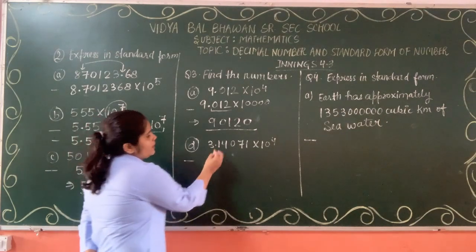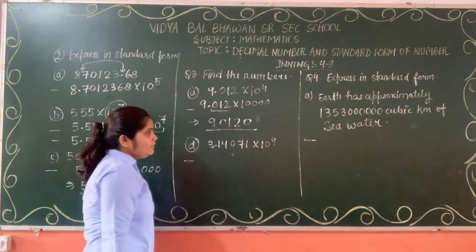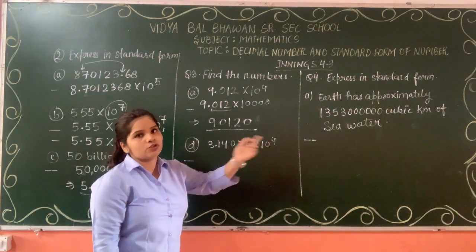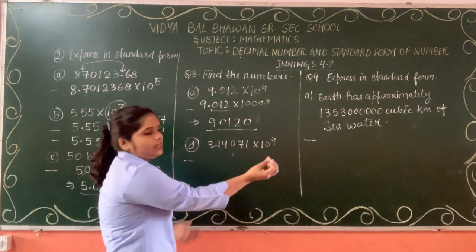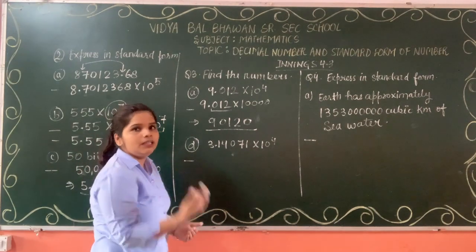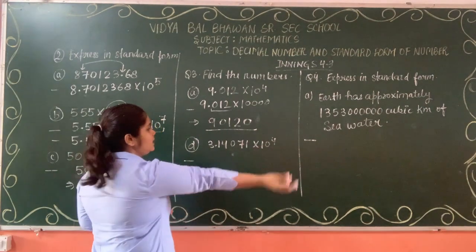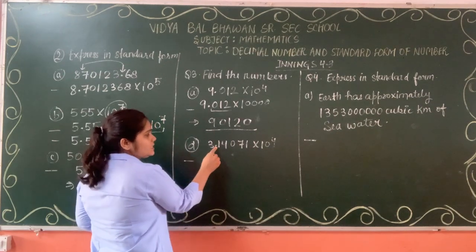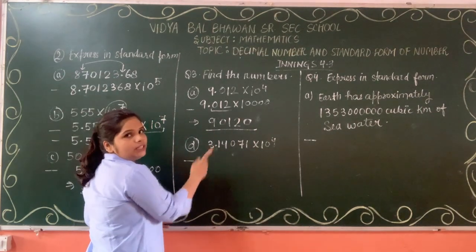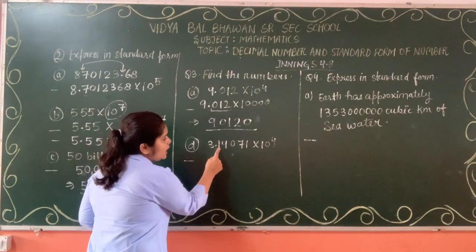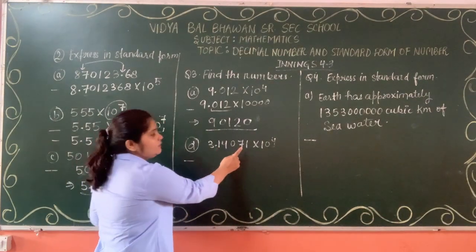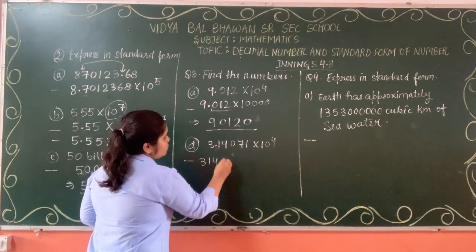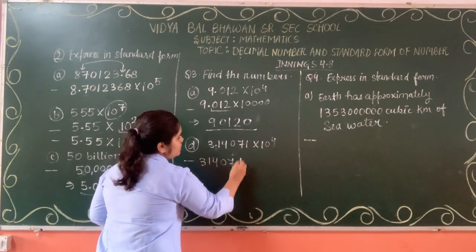Next one, same. The decimal is here. We need to shift the decimal how many places? 4 places. To which side? To the right side, because we are multiplying. When we multiply, we shift the decimal to the right side. But how many places? 4 places. So here it is here. When we shift it to the right side 4 places, it will be 1, 2, 3, 4. It will be after 7. So it will become 31407.1.